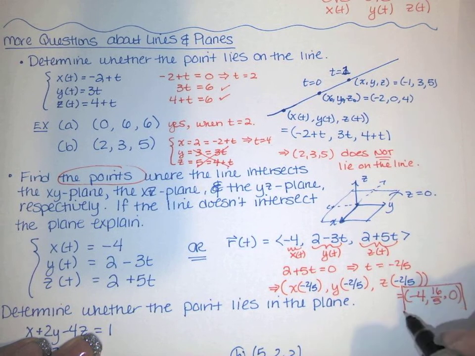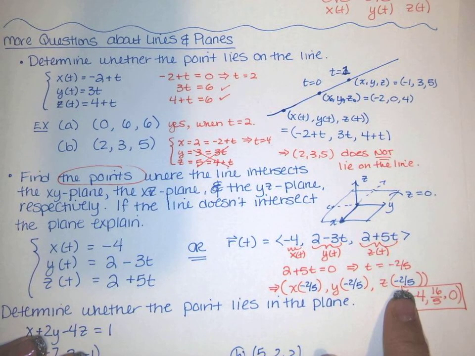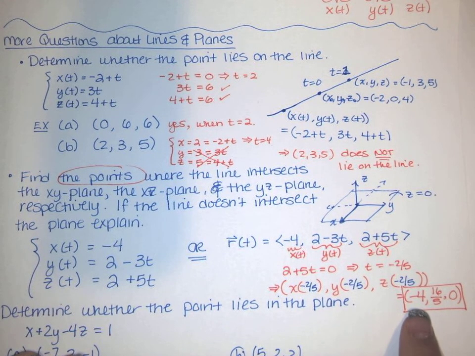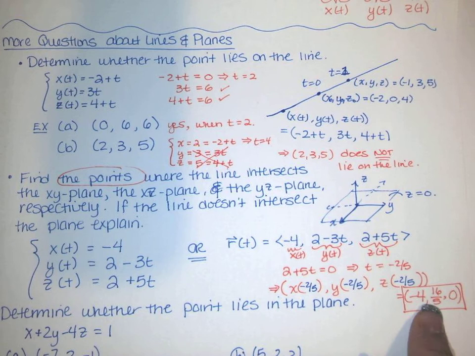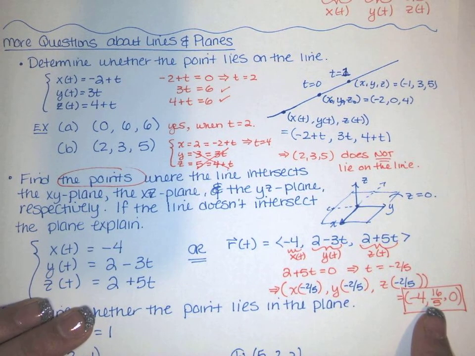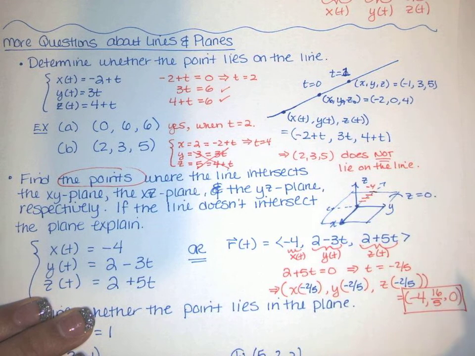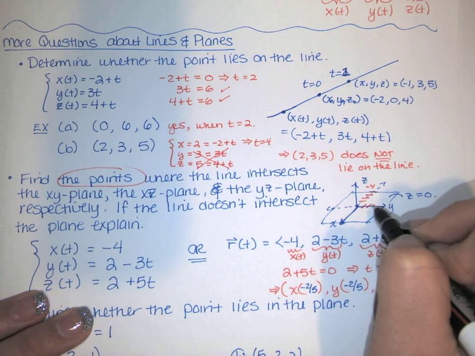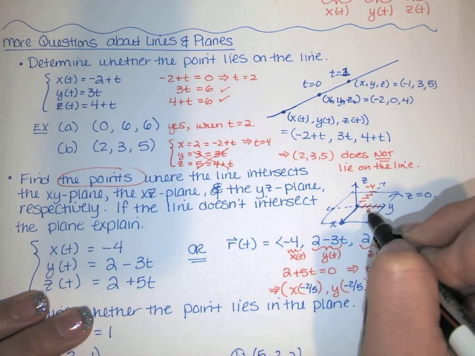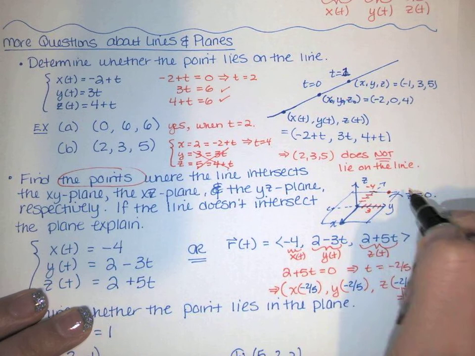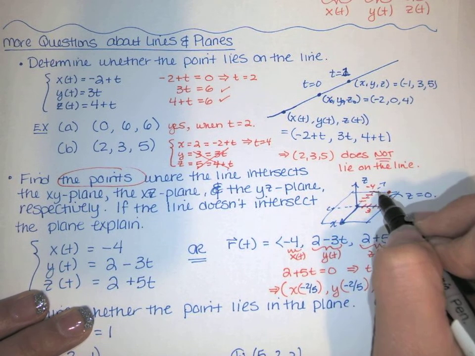So this is the point in the xy plane where our line is crossing it. At x equals negative 4 and y equals 16 over 5, so that's what, 3.2? Our line crosses the xy plane right there.